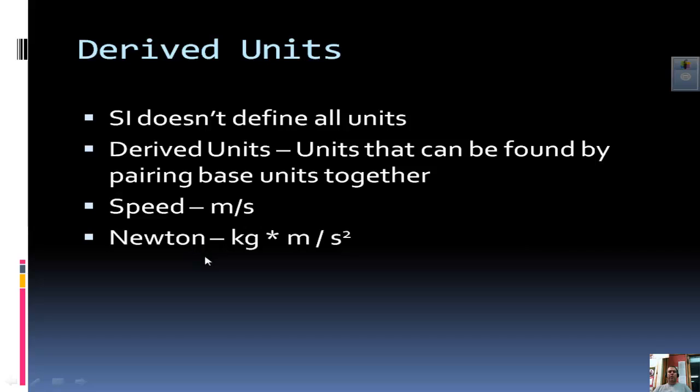A Newton. A Newton is just a measure of a mass over an acceleration. So mass, we had it in kilograms. Acceleration, well, that's in a meter per second squared. So we can say that a Newton is a derived unit that is a kilogram multiplied by a meter divided by seconds squared. So like I said, SI did not define all units. They said we can go ahead and pair some of these base units up and you can derive some of these other units on your own. And there are going to be numerous derived units, but they're not specifically defined by SI.